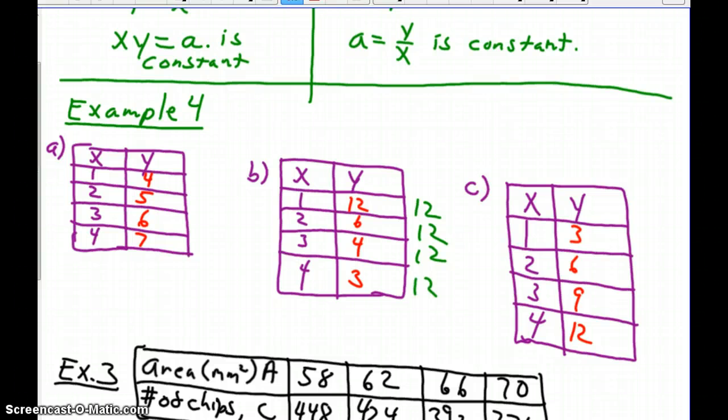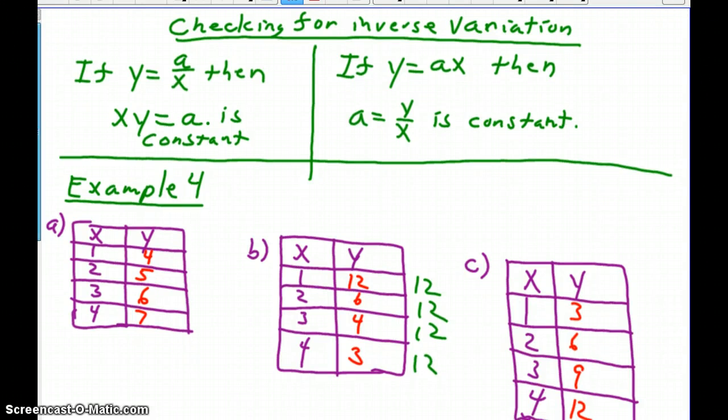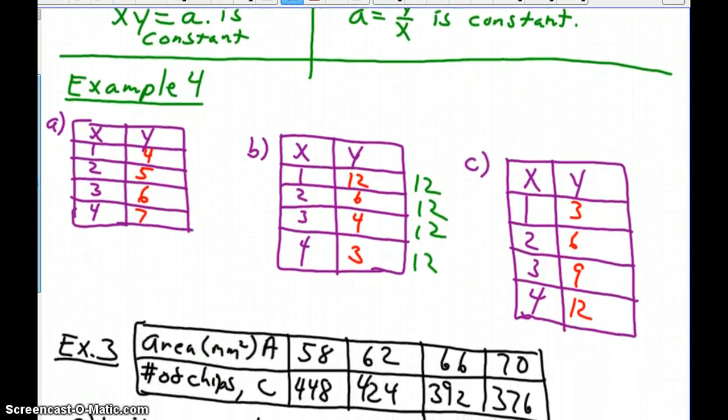Yes. Now if that's the case, what you just found out is this: these two multiplied together equal A. Therefore, what kind of variation do you have? Inverse. This would be an inverse. Very good. It's correct. And so you're going to write the word inverse here.